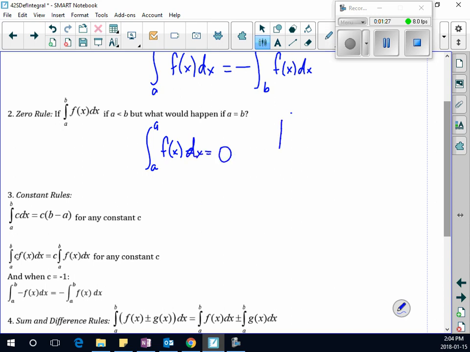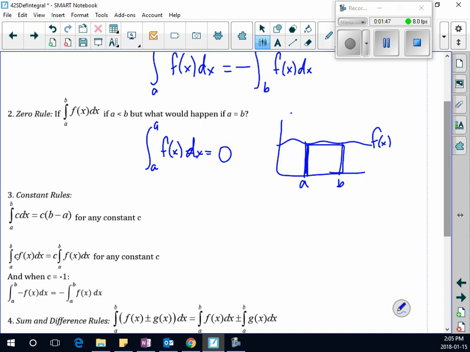So think about a picture of this, and you have some f of x, right? And right now you have from a to b, and that would be some area. But if a equaled b, then it would be essentially no area under the curve. Make sense?